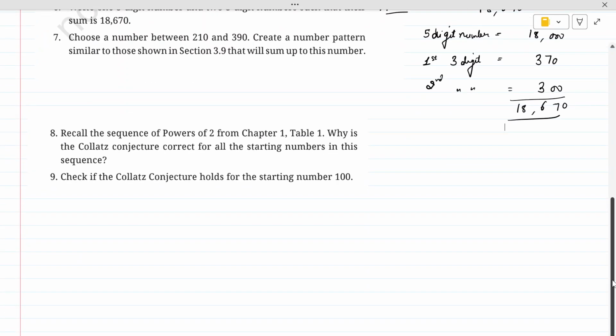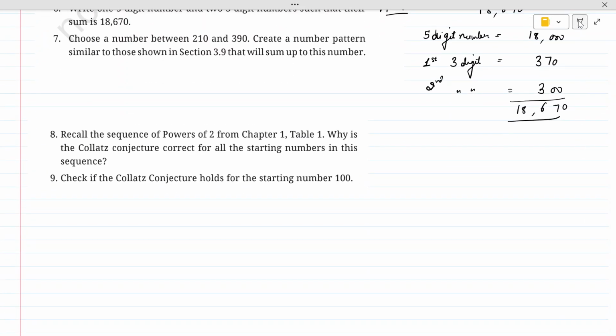Yeah. So question number 7 says, choose a number between 210 and 390 and create a number pattern similar to those shown in section 3.9 that will sum up to this number. So kids, we have done those number patterns where we had squares, where we added the dots in squares, the numbers in squares, the hexagons and the diamonds. A similar kind of pattern we have to make for any number between 210 and 390.